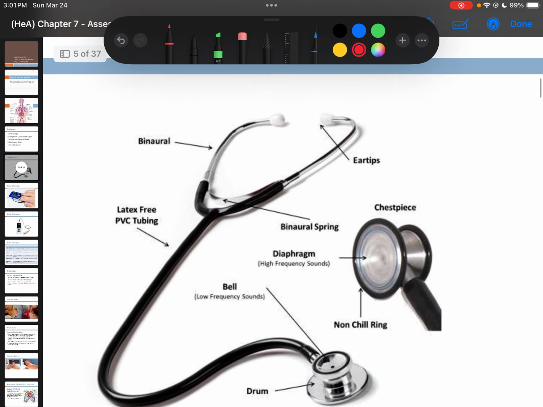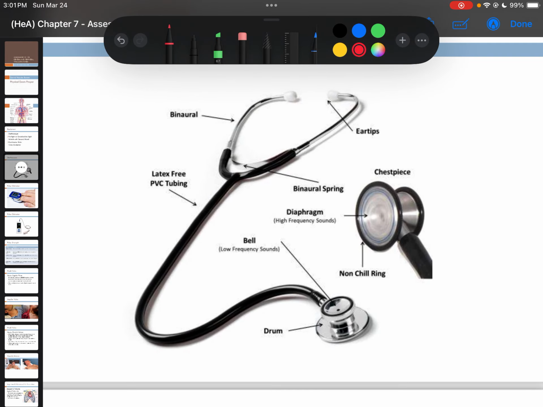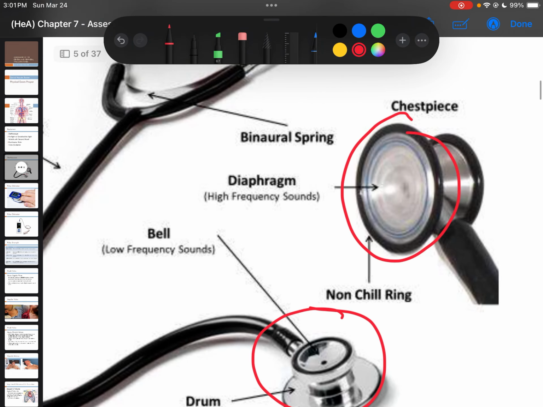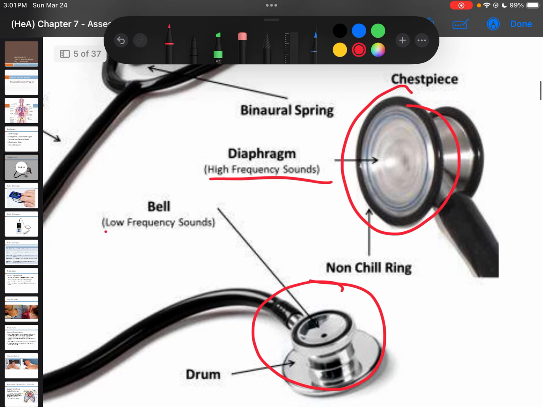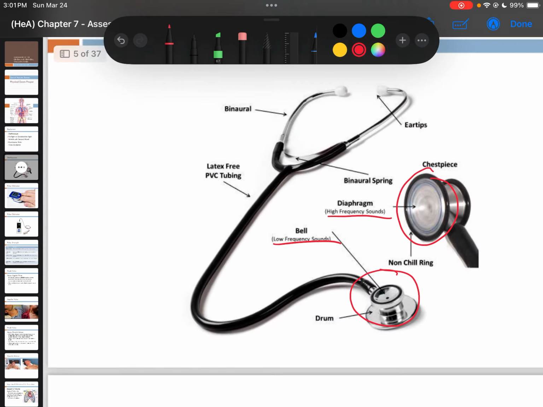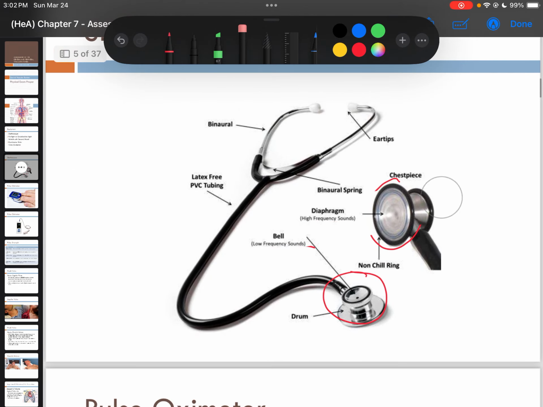So this is a stethoscope. We've already discussed this before, but I want to re-emphasize once again. This is our diaphragm, this side, while this one is our bell. Our diaphragm is used for high frequency sounds, mostly normal sounds, while our bell is used for low frequency sounds.